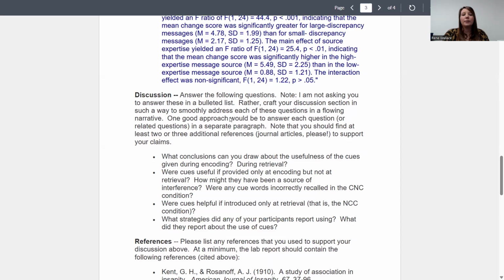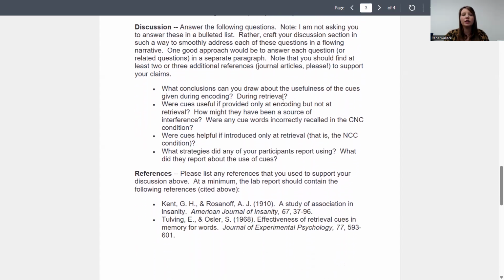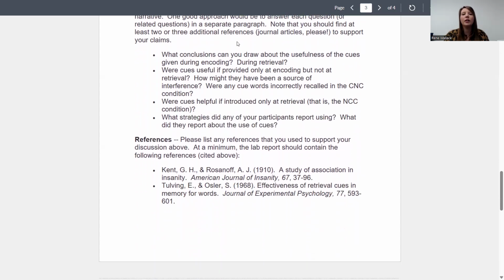So you need at least a paragraph for each one of these bullet points. Answer each question in a separate paragraph, but it needs to flow. What conclusions can you draw about the usefulness of the cues given during encoding and retrieval? Were the cues useful if provided only at encoding but not at retrieval? How could they be a source of interference?